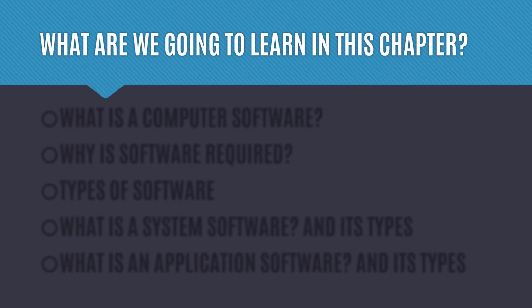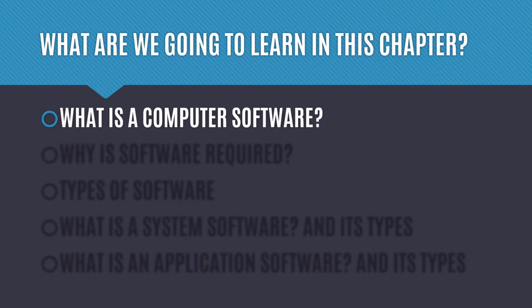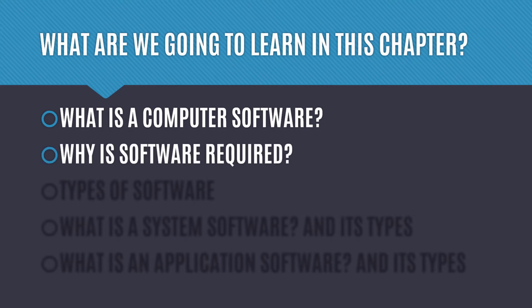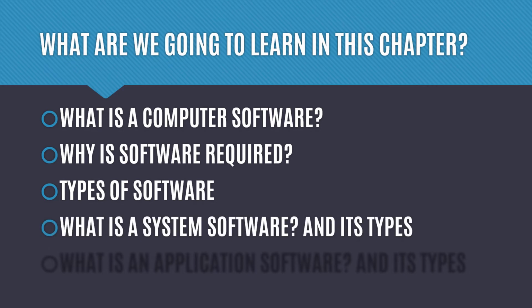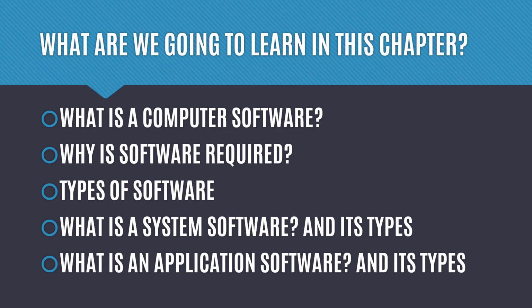We are going to learn these topics. What is a computer software? Why is software necessary? Why is it required in your computer or your electronic device? What are the different types of software? What is a system software and its types? What is an application software and its types?